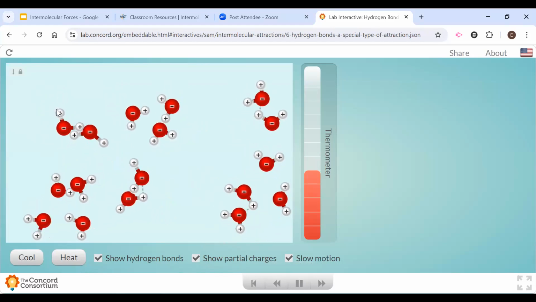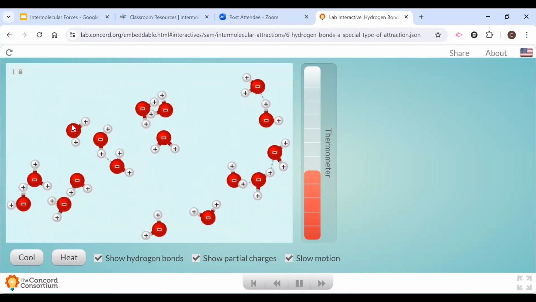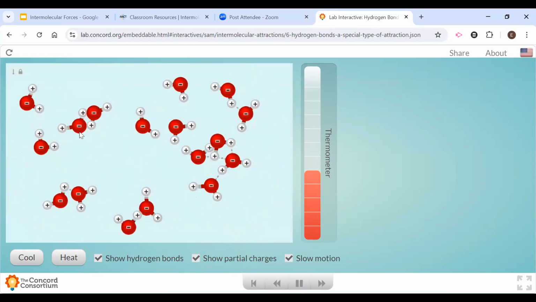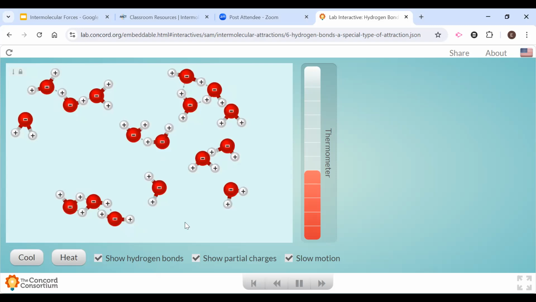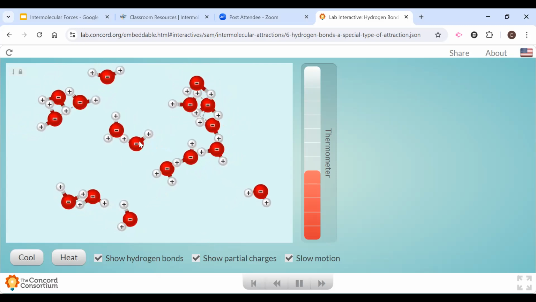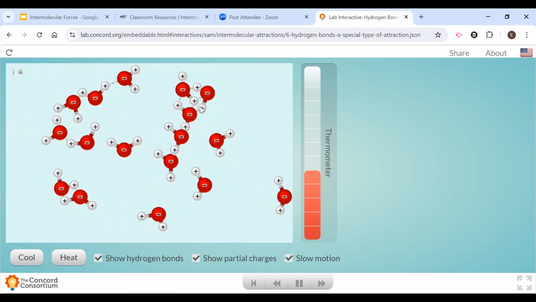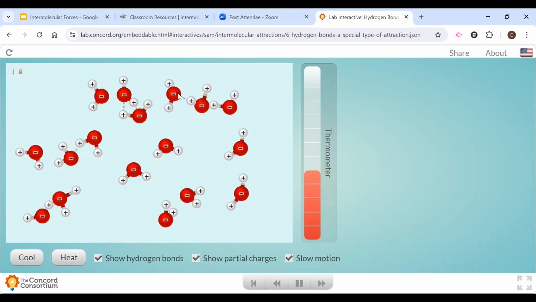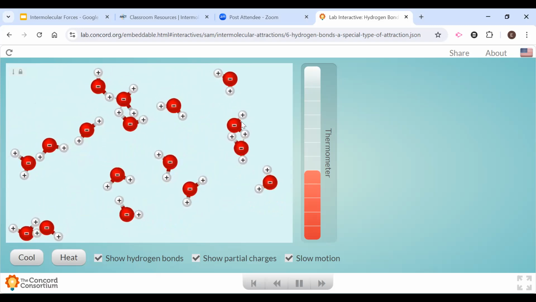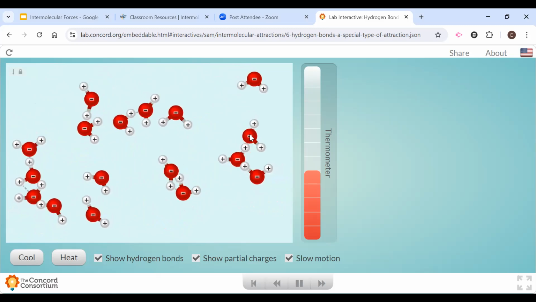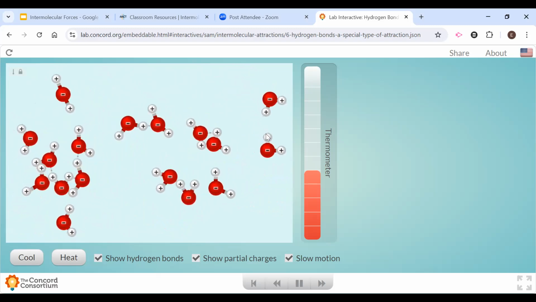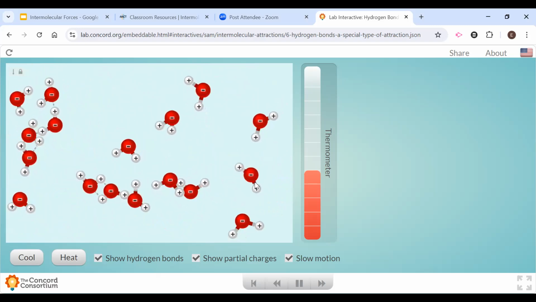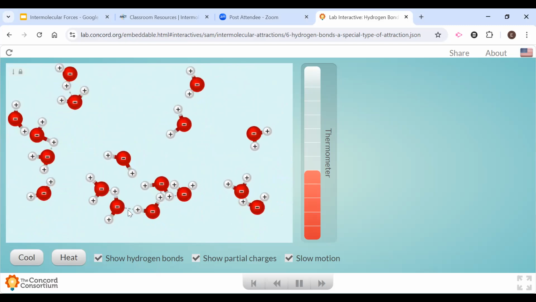This is a polar molecule. Oxygen is more electronegative than hydrogen, so this will be partial negative, partial positive. See, when it comes in contact with another water, you see the hydrogen bond between partial negative and partial positive, between molecules. You see that? Between molecules. This one is between oxygen and hydrogen within the molecule. That one is not intermolecular, it's intramolecular. But you see this one with dotted lines?